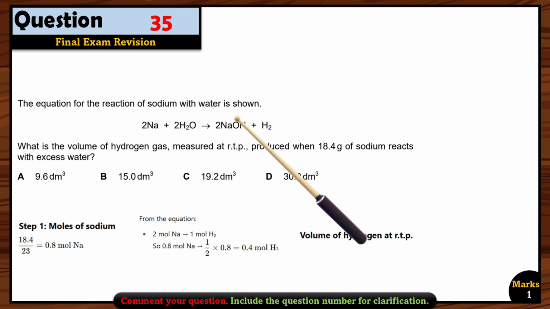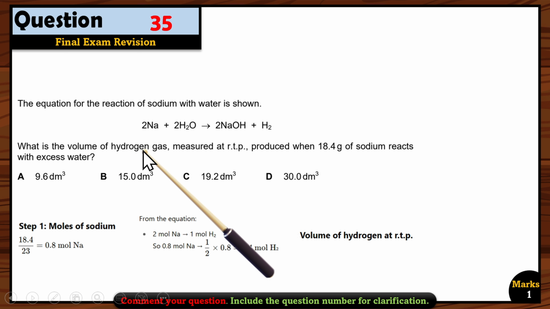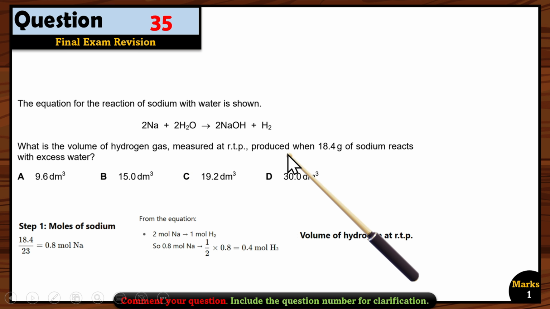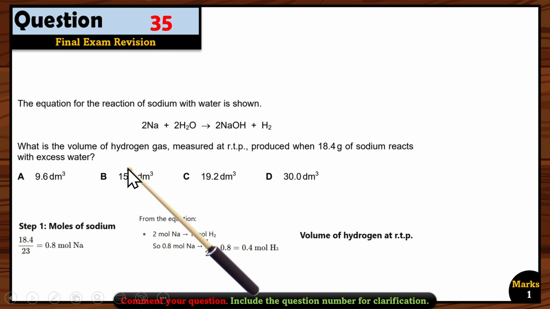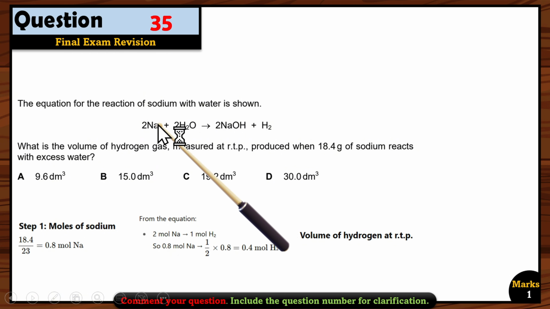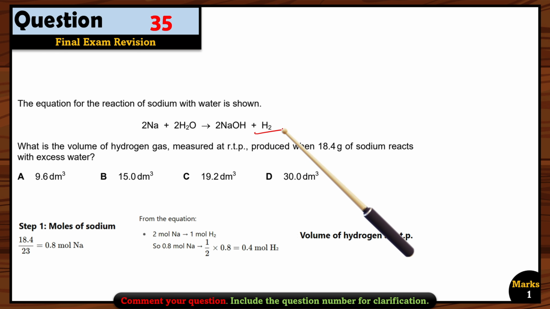Question 35. The equation for the reaction of sodium with water is shown. What is the volume of hydrogen gas measured at room temperature produced when 18.4 gram of sodium reacts with excess water? So now they are asking about the volume of hydrogen gas, right? And they have given you what? 18.4 gram of sodium is reacting. So now you have to work with these.